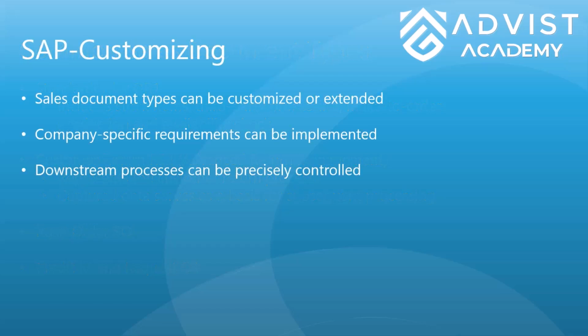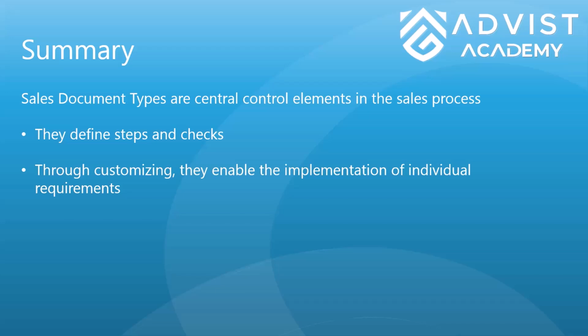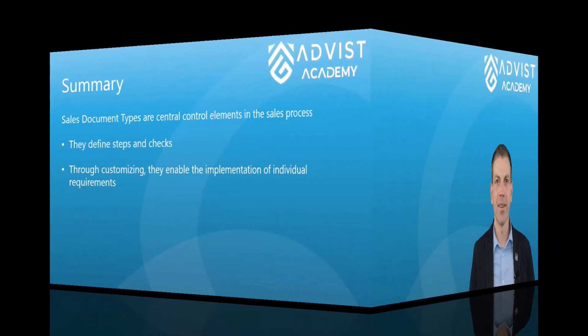In SAP customizing, existing order types can be adapted to reflect specific business processes and to define how the order impacts subsequent process steps. In summary, sales document types play a central role in controlling the sales process. They define which steps are carried out and which checks take place. Their flexible customization in SAP allows companies to implement individual business requirements efficiently.